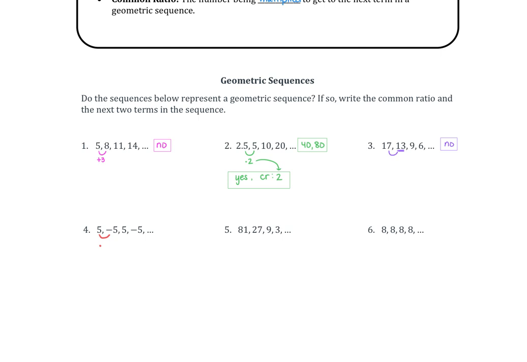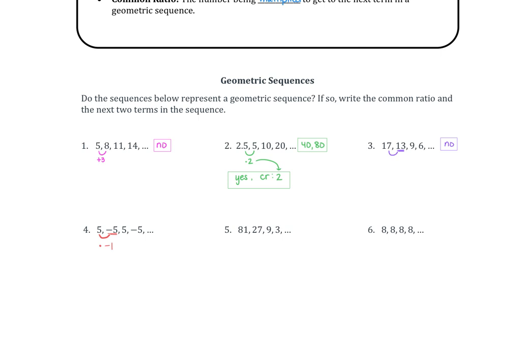So I'm going to look at what I could multiply by to continue the sequence. Now remember, we always said we're going to multiply by the second term divided by the first term. Well, I can actually simplify that. -5 divided by 5 is -1. So I'm going to change that to a -1. I'm going to look to see, does that continue? -5 times -1 gives me +5, so that worked.